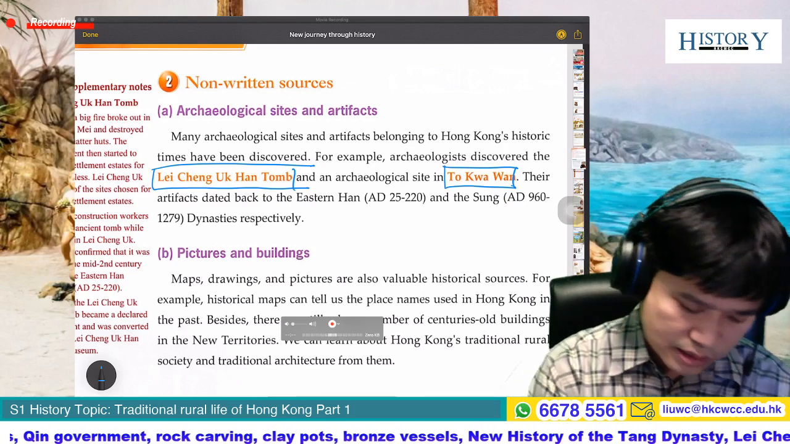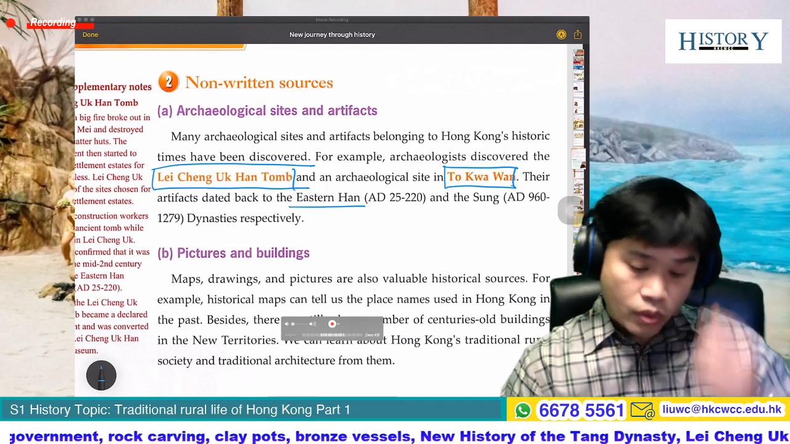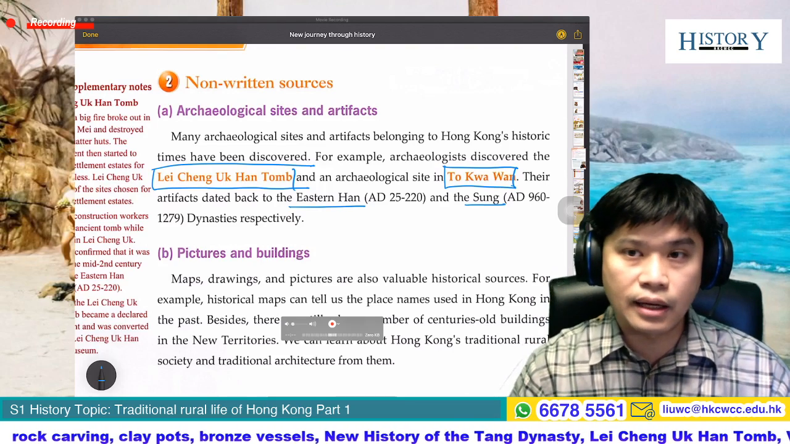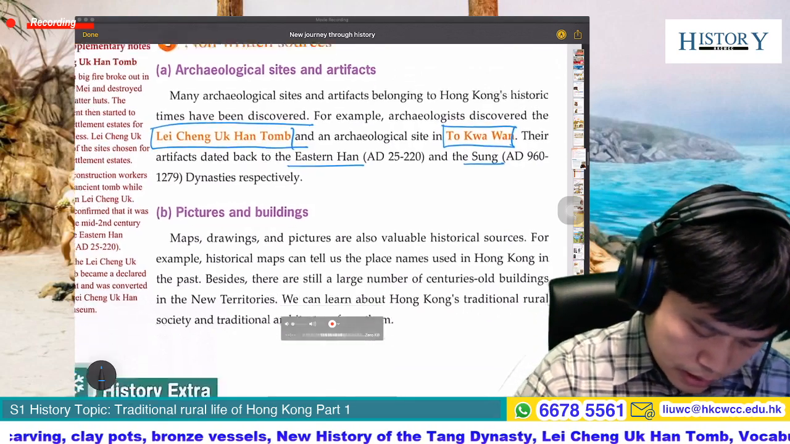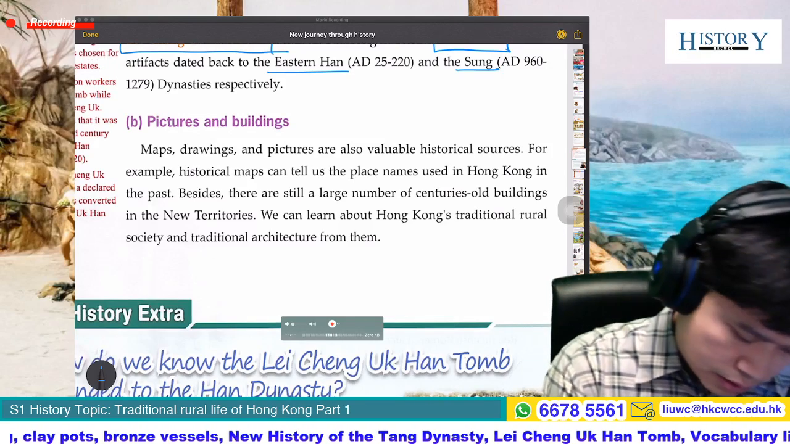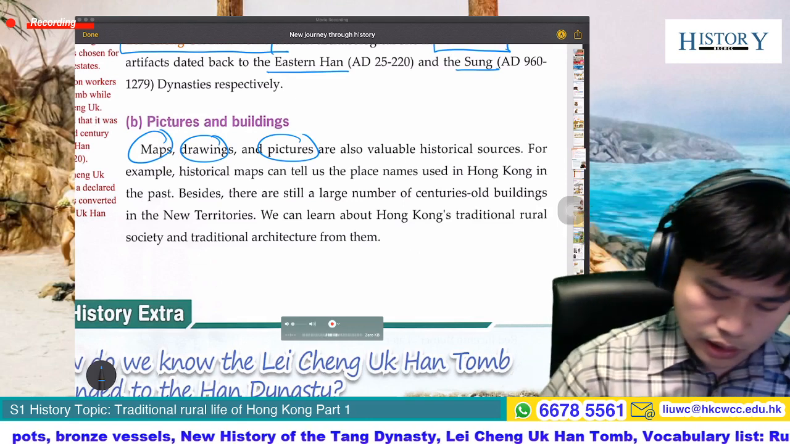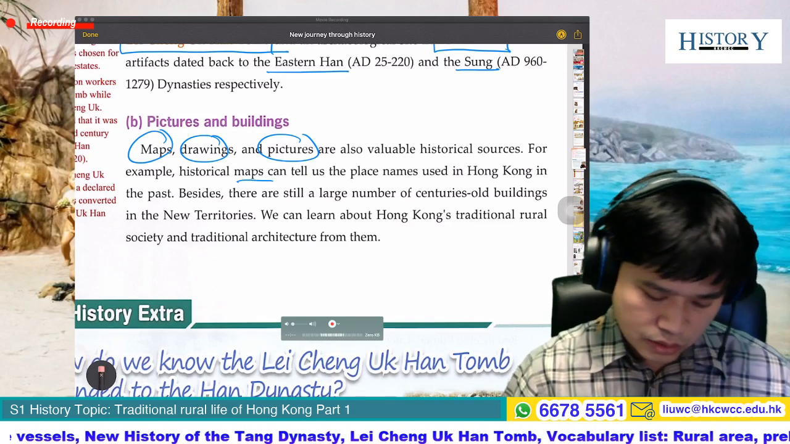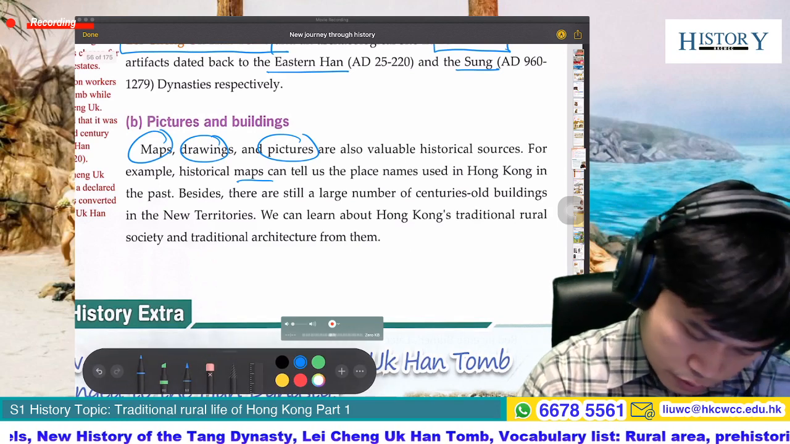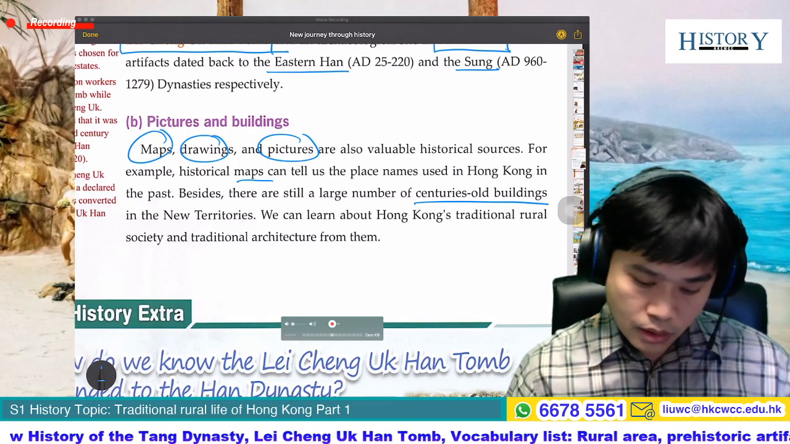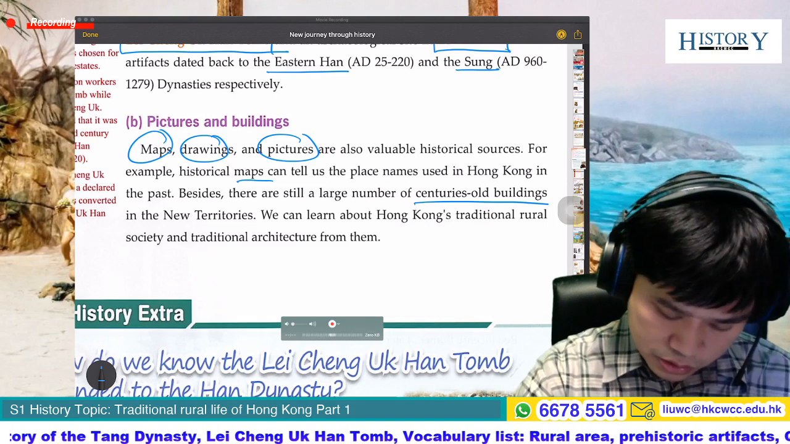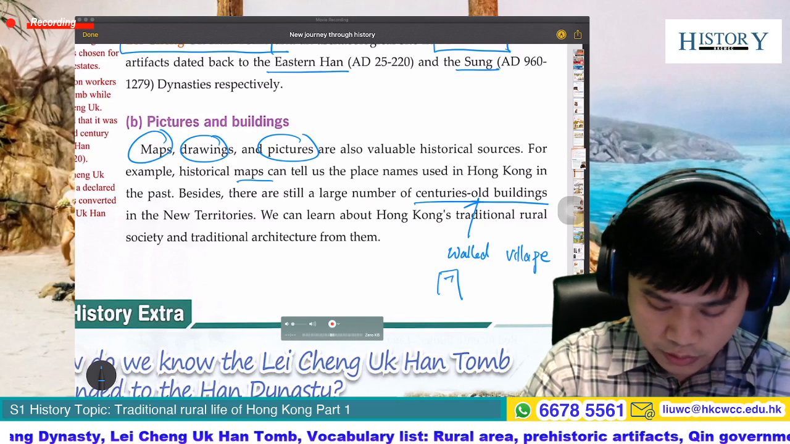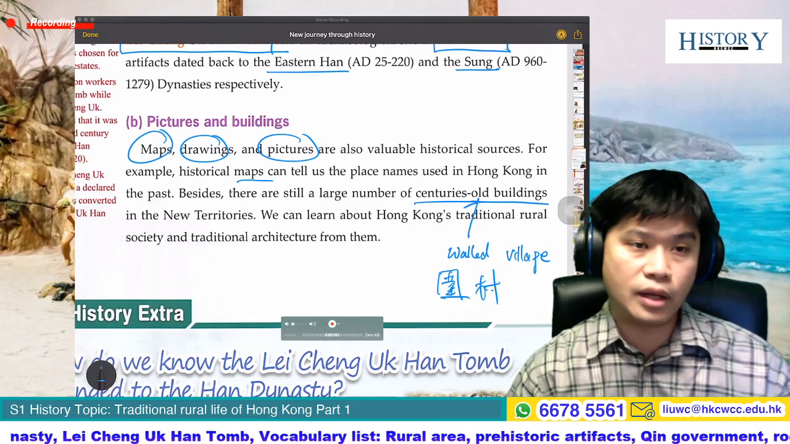Those artifacts can date back to the Eastern Han Dynasty, and also the Song Dynasty. For example, just now I mentioned the ancient Song well, the well from the Song Dynasty. And then for pictures and buildings, you can see there are a lot of maps, drawings, pictures for the historical non-written sources. For example, just now we read the map. Besides, there are still a large number of centuries-old buildings in the New Territories. We can learn about Hong Kong's traditional walled village society. For this, just now I mentioned some walled villages.